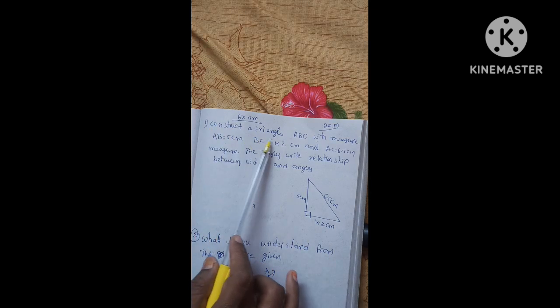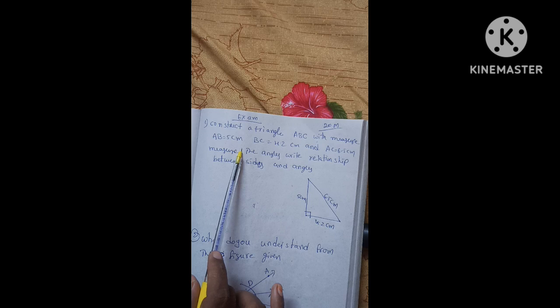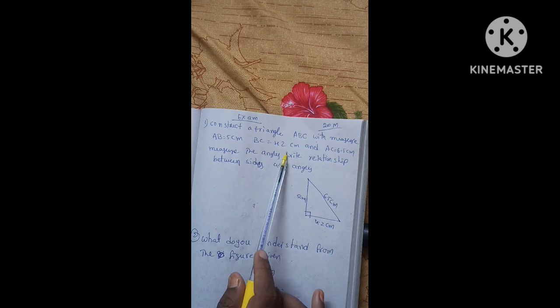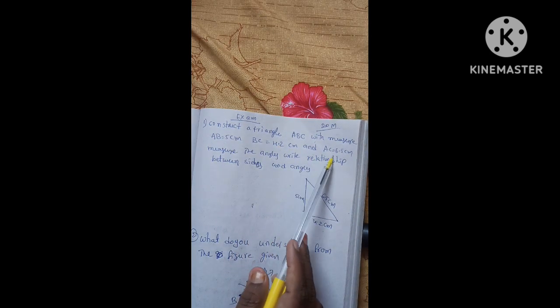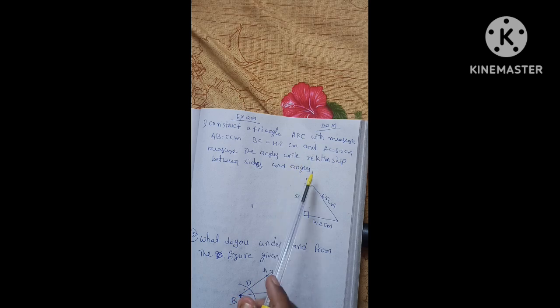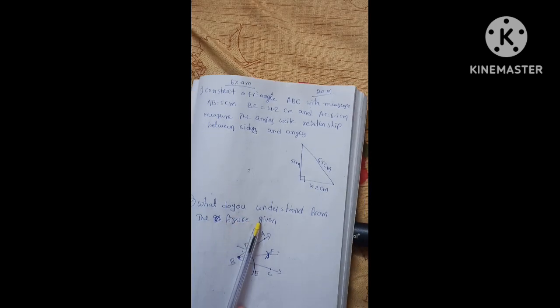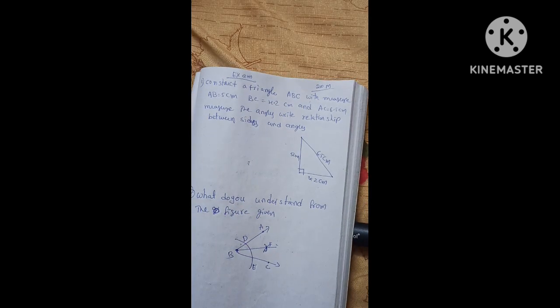Construct a triangle ABC with the measures AB is 5 centimeters, BC is 4.2 centimeters, and AC is equal to 6.5 centimeters. Measure the angles and write the relationship between the sides and angles. This is the figure. You can write what you understand, what the relationship is. Next question, what do you understand from the given figure? In this figure, what you understand, you can write the solution.